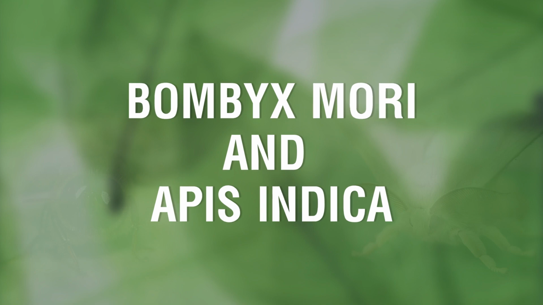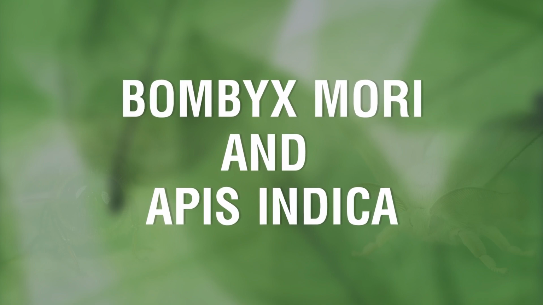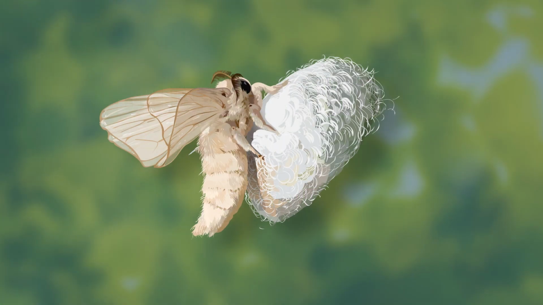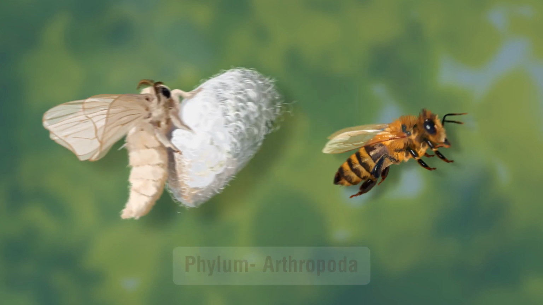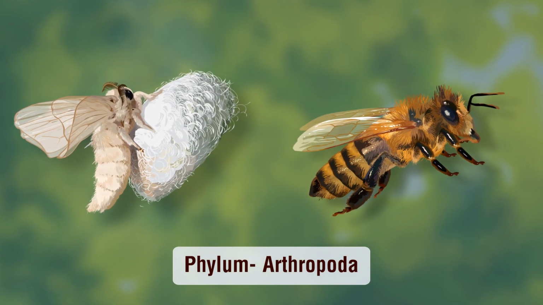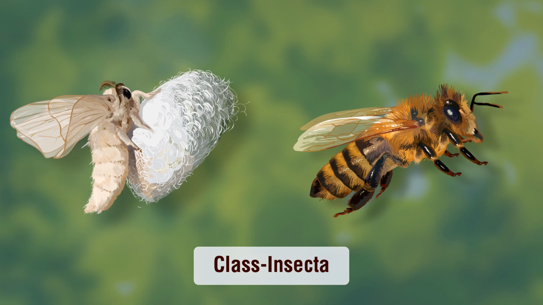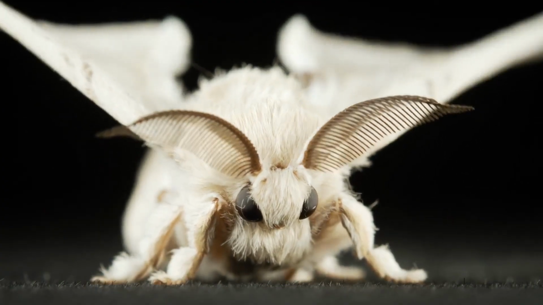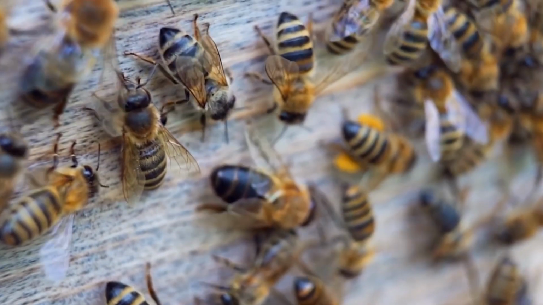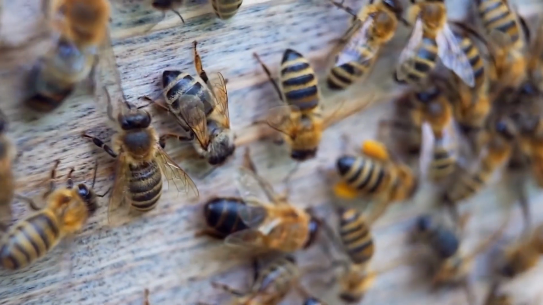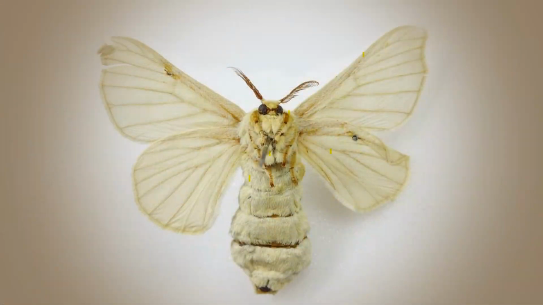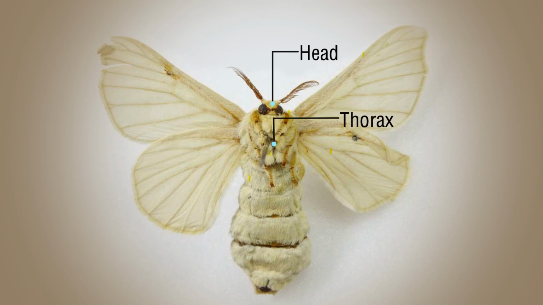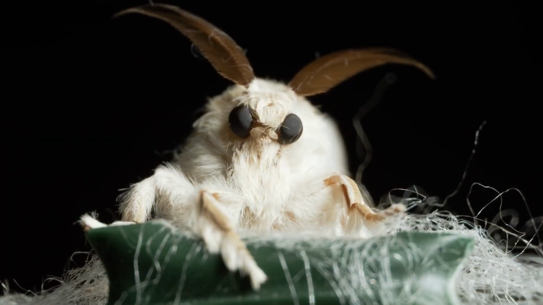Next comes Bombyx mori and Apis indica. Bombyx mori and Apis indica come under the phylum Arthropoda, class Insecta. Bombyx mori is commonly called as silk moth and Apis indica is commonly called as honey bee. In Bombyx mori, heavy and stout body is divisible into head, thorax, and abdomen. Head is comparatively small.